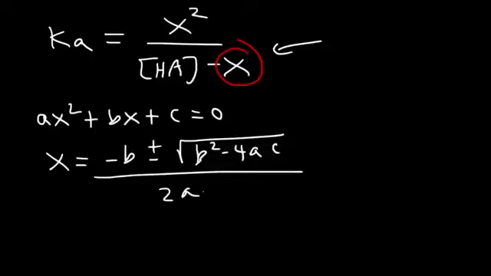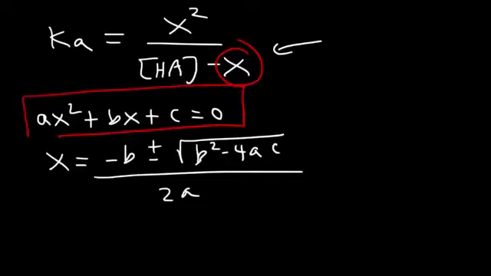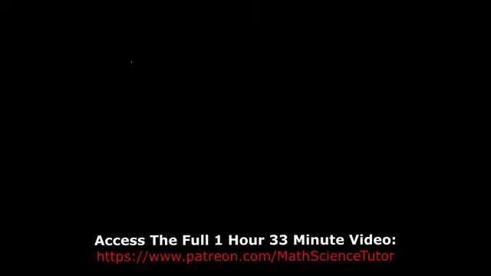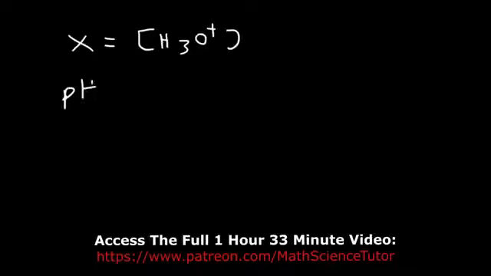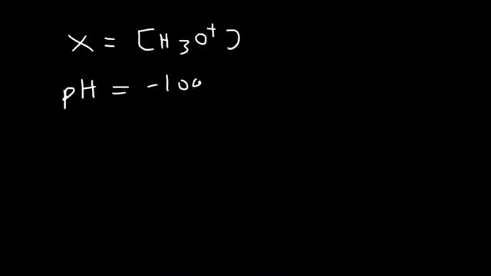So keep this in mind. If you're going to use the quadratic formula, you need to rearrange the equation until it's in this form. So on one side of the equation, you have to have a 0. Now, when you're dealing with Ka, x is equal to H3O+. So once you find the value of x, you can calculate the pH using this equation.